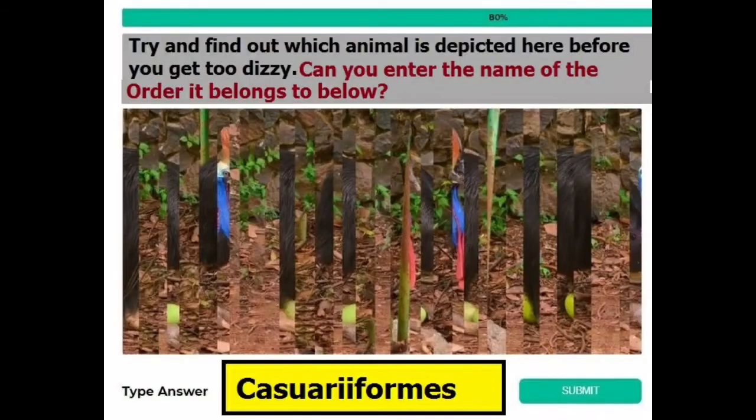Similarly, for version 2, you can see here, if you find this sentence, can you enter the name of the order it belongs to below? Then your answer is Cassowary formes. You can see here.